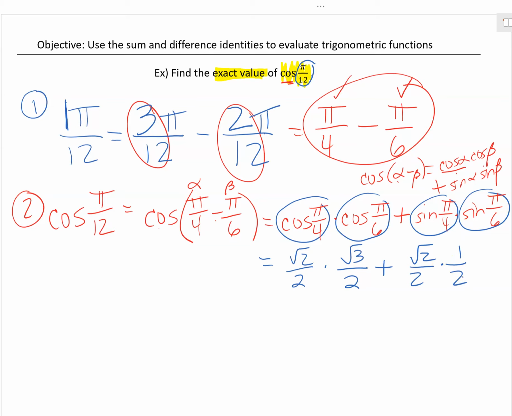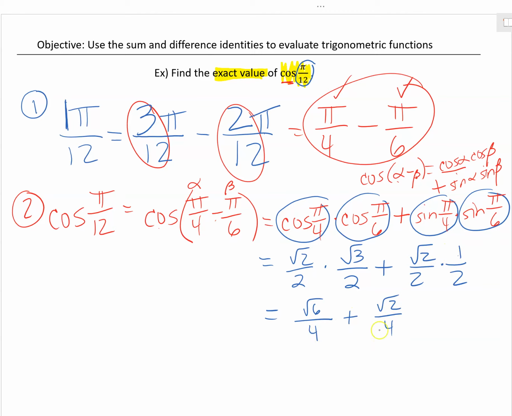So now order of operations says that I would multiply before I add. So multiplying straight across, square root of 2 times square root of 3 would be the square root of 6. 2 times 2 would give me 4. This would be the square root of 2 over 4.